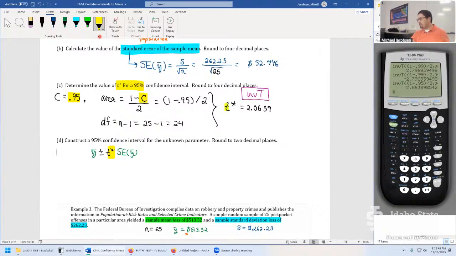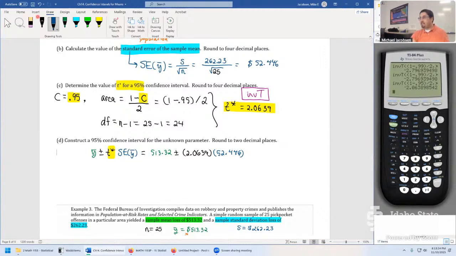As well, I use yellow for color coding, so that t star is going to plug in. And I have blue for standard error. Let me fix that real quick. This all together becomes 513.32, add or subtract 2.0639, multiply it by 52.446. At this stage, it should feel just like deja vu, doing almost exactly what we did in chapter 13, just substituting in those three different values.